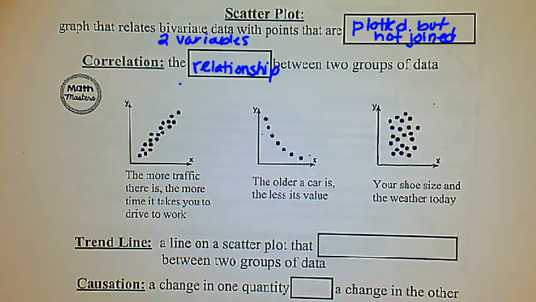All right, a trend line is a line on a scatter plot that shows the correlation between 2 groups. And then the causation is a change in one quantity causes a change in the other. Okay? Change in one quantity causes a change in the other.